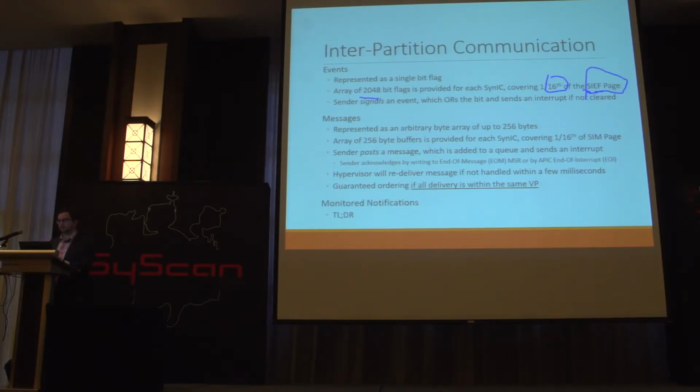So you can send up to 2048 bits of information for a given interrupt vector. And obviously, you don't use this to package data. You use this to basically send interrupts or send little notifications to the root or to a child. The sender signals an event, which is going to OR a bit. And if this bit is now on for the first time, then you're going to get an interrupt. If it's already on, then you don't get an interrupt.